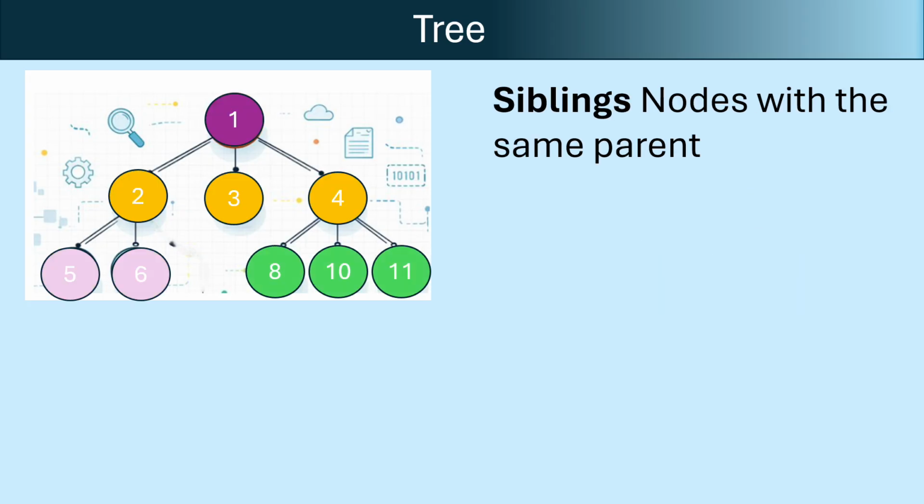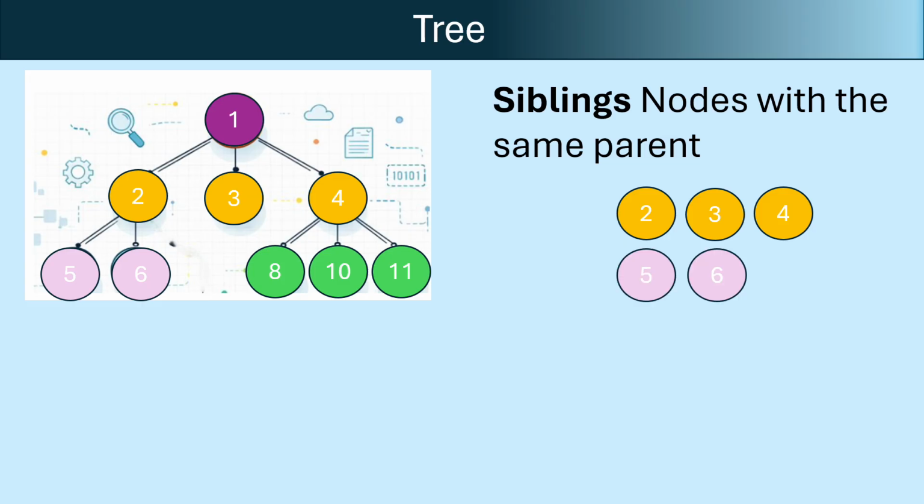Siblings, if we look at siblings, are nodes with the same parent. So in this case, 2, 3, and 4 have the same parent, 1. 5 and 6 are siblings, their parent is 2. And finally, we have 8, 10, and 11, their parent is 4.